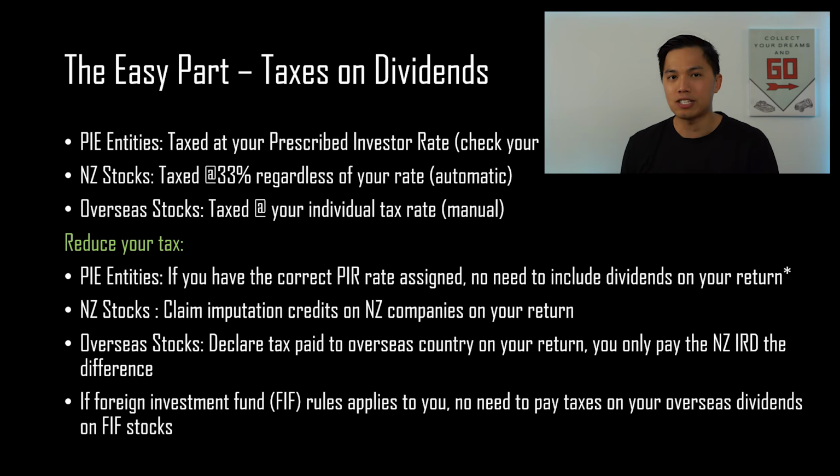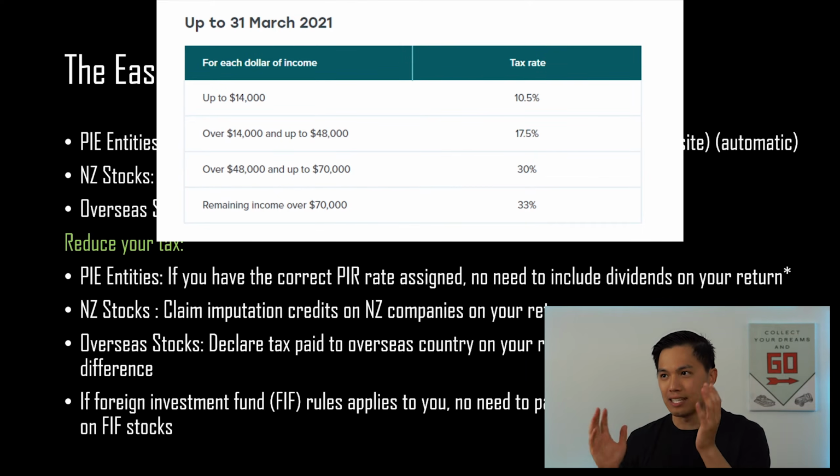If your income tax rate is less than 33%, then what that means is that you can actually claim back some of the credit. Now I've included here the tax brackets for each income level. So for example, if you earn between $48,000 and $70,000, your tax rate is only 30%, but remember the government has already taken 33%. So you can actually claim back some of the imputation credits for the 3% difference.